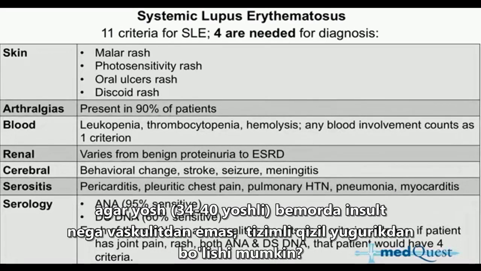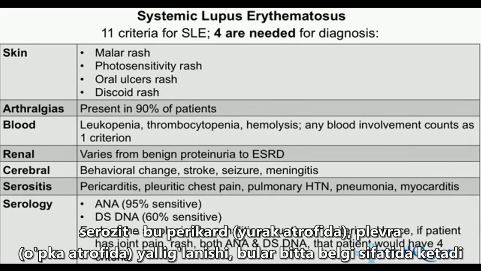And when a young person has a stroke, a 34-year-old person, a 40-year-old person has a stroke, why are they having a stroke? It could be vasculitis from lupus. The serositis, remember the pericardium, the pleura, the pericardium and around the lungs, the serosa, they all count as one manifestation.